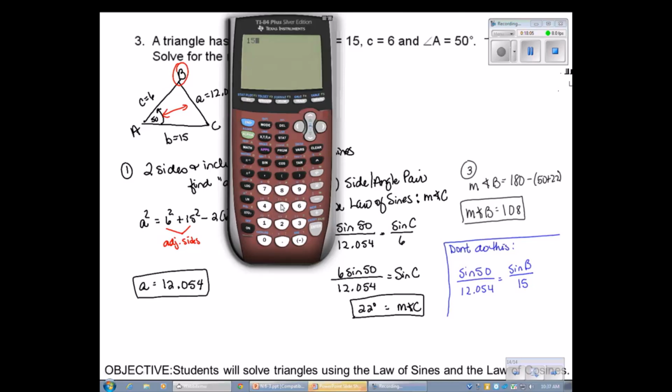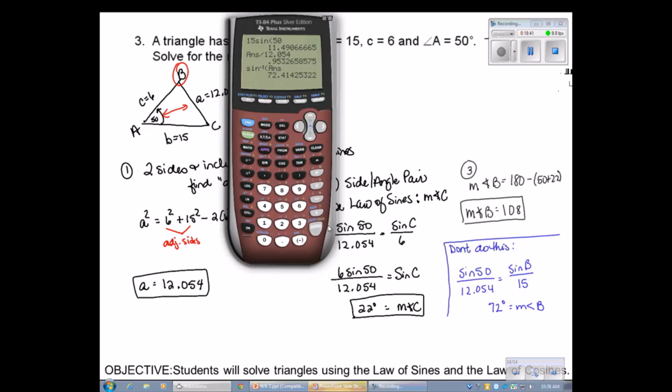I'm going to do 15 times the sine of 50, and then I'm going to divide that by 12.054, and I'm going to undo that ratio, second sine, second answer. Oh, it would give me that the measure of angle B is 72 degrees. It gave me the supplementary angle which corresponds to the first quadrant angle.